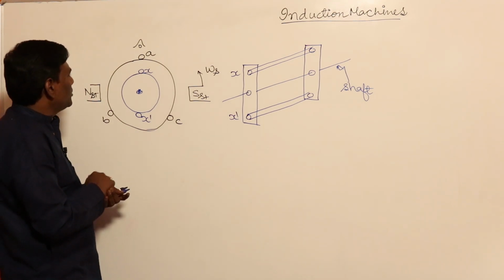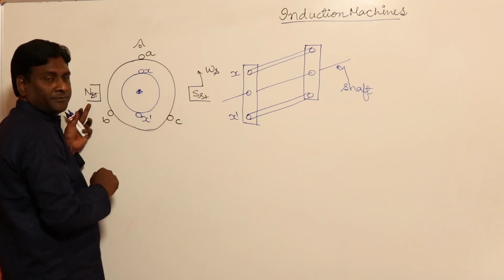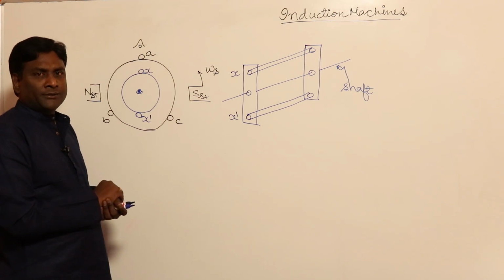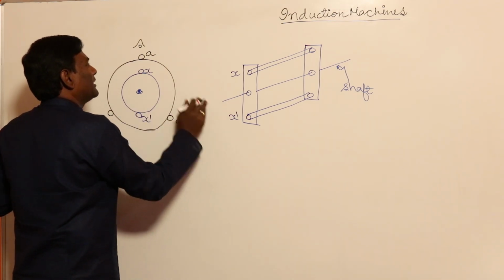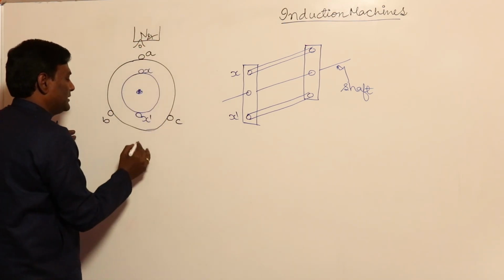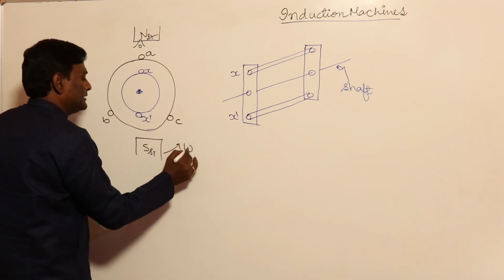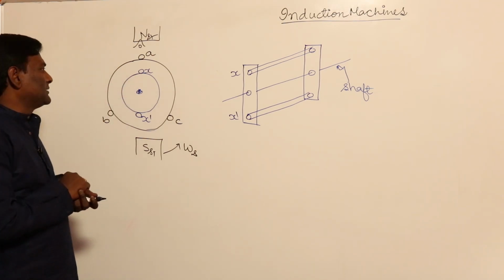As of now, NS poles are here, so the induced voltage will be 0, and after 90 degrees the induced voltage is going to be positive maximum. For example, the N pole is here and the S pole is here, and it is rotating in this direction with synchronous speed. It means only the positions have been changed, that's it.